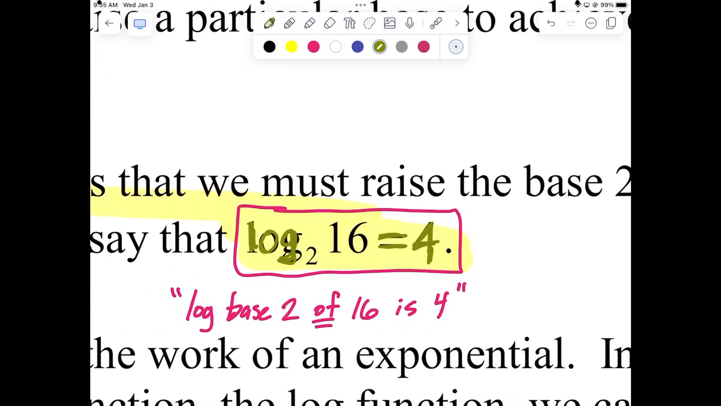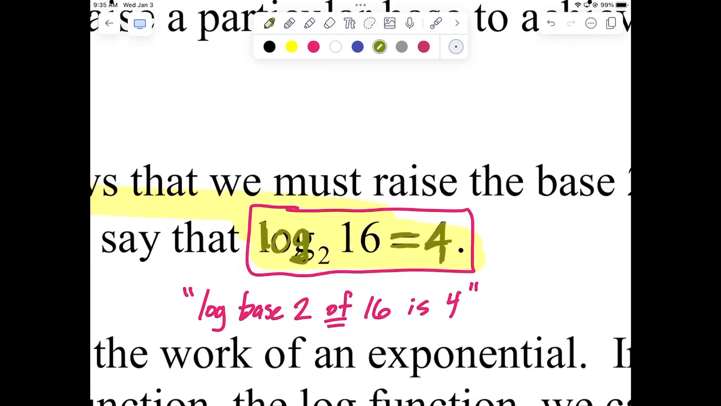So the reason we can read log base 2 of 16, we could say, 2 to what power is 16. That's how you can read this. 2 to what power is our result 16? 4. This 16 is called the argument. It's our desired result. 2 to what power is 16? 2 to the 4th power is 16.